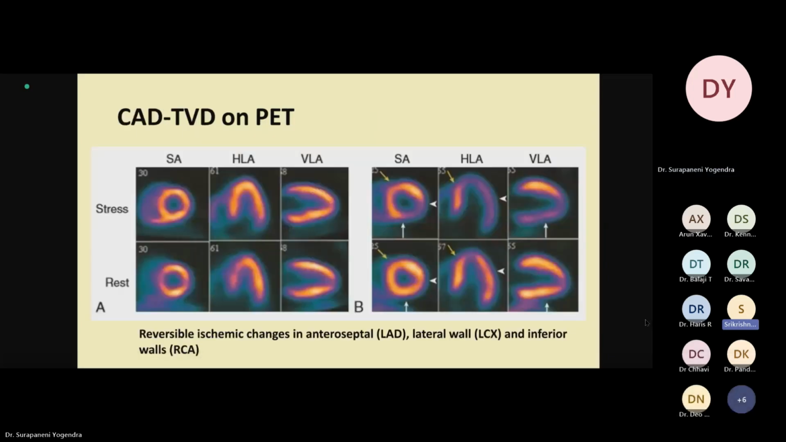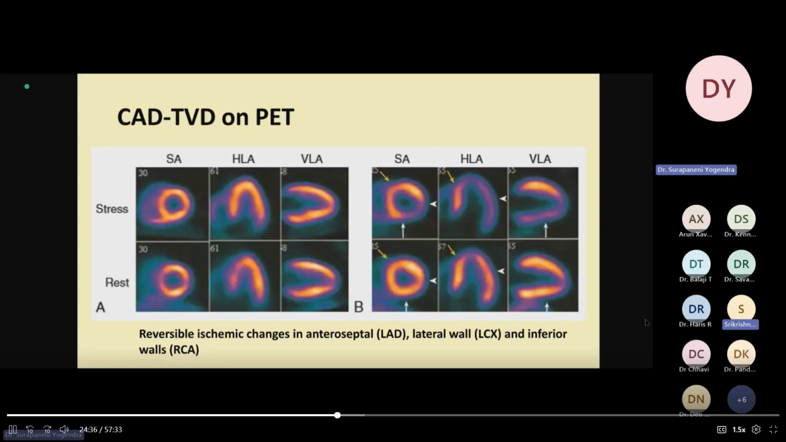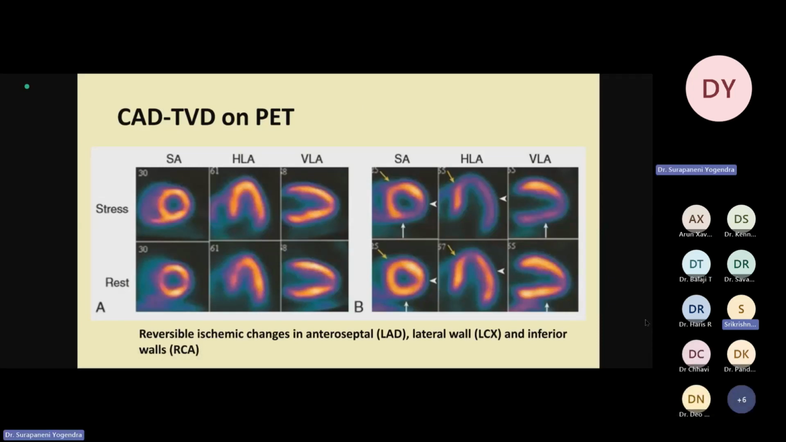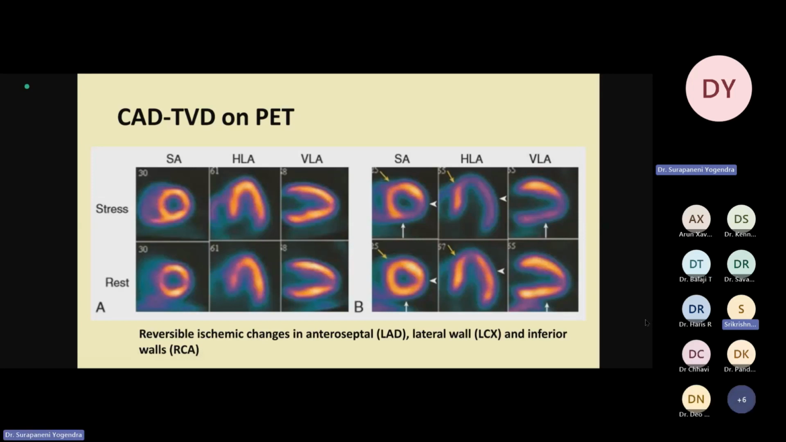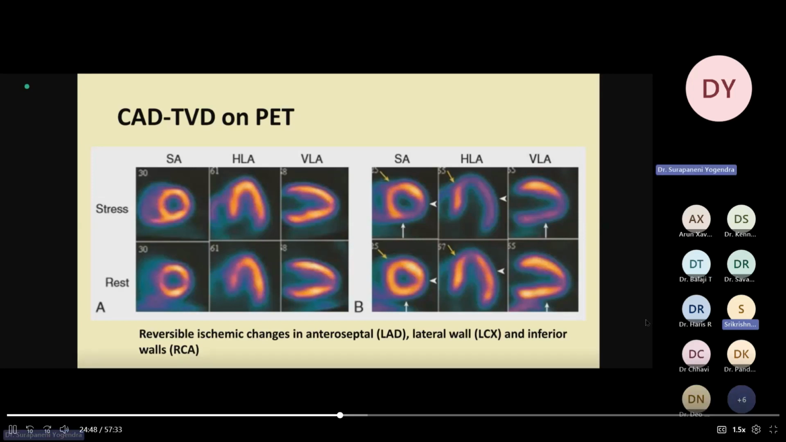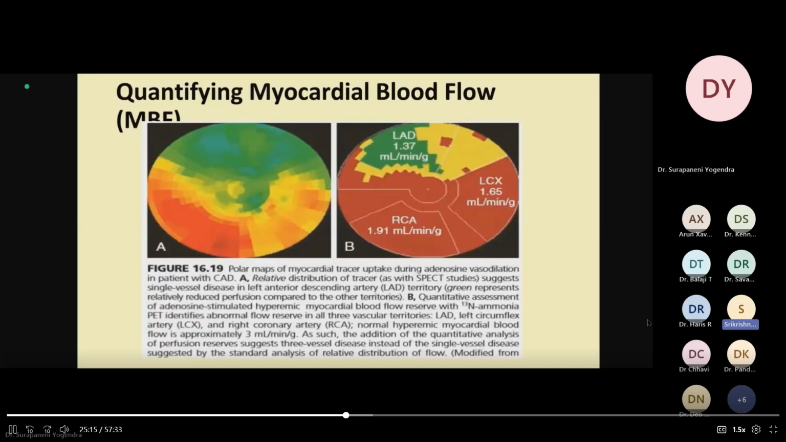This image shows triple vessel disease on PET scan. Reversible ischemic changes are noted in the anteroseptal, LAD territory, circumflex territory, and also in the inferior. So the stress images show decreased perfusion, and the resting images show increased perfusion at rest.